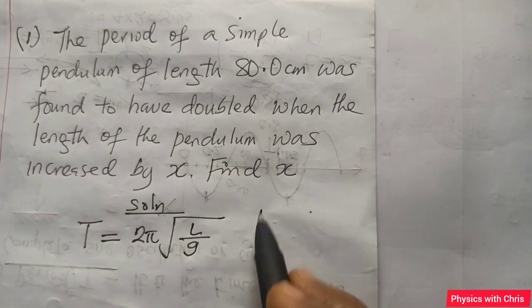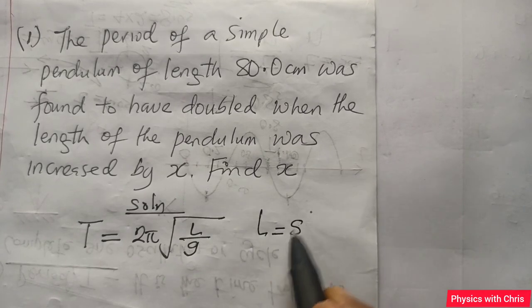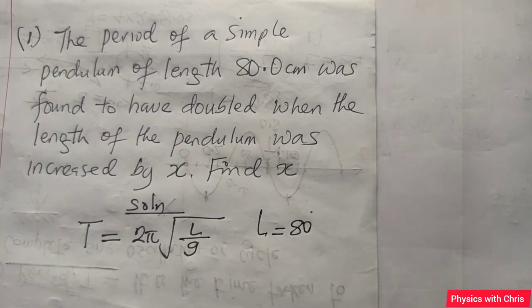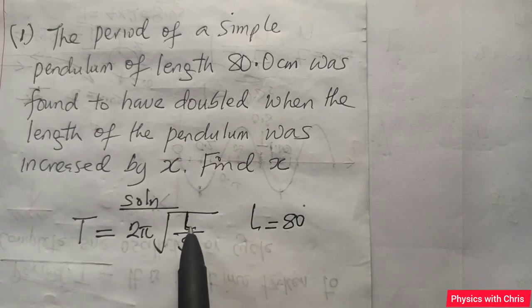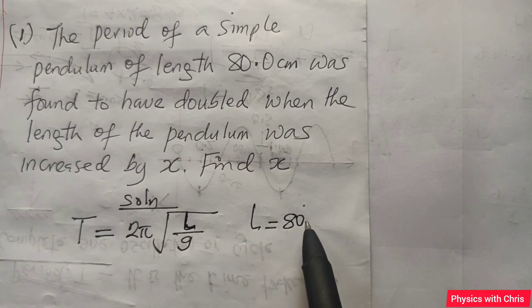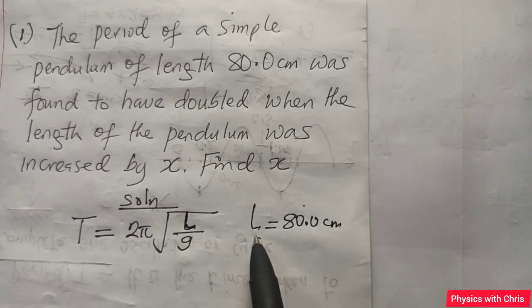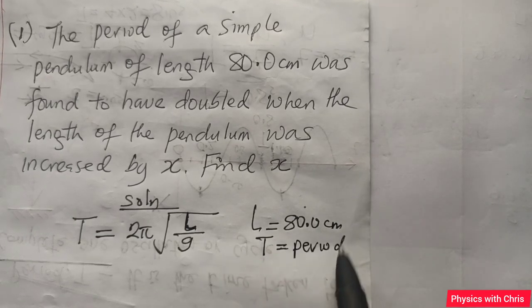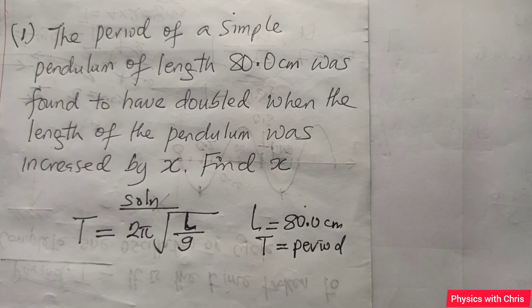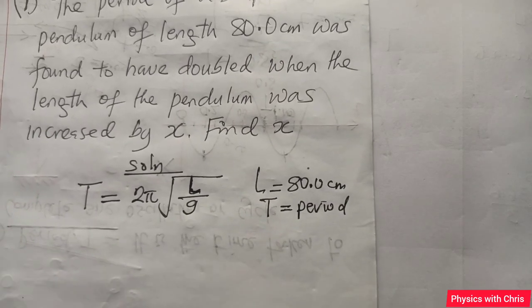They give the original length of the pendulum, that is 80 centimeters. And they say the period was found to have doubled. When the length was L, let's say 80 cm, let's say the period is T. T was the period when the length of the pendulum was just L, that is 80 centimeters. Now they said the period is doubled when the length of the pendulum was increased by x.